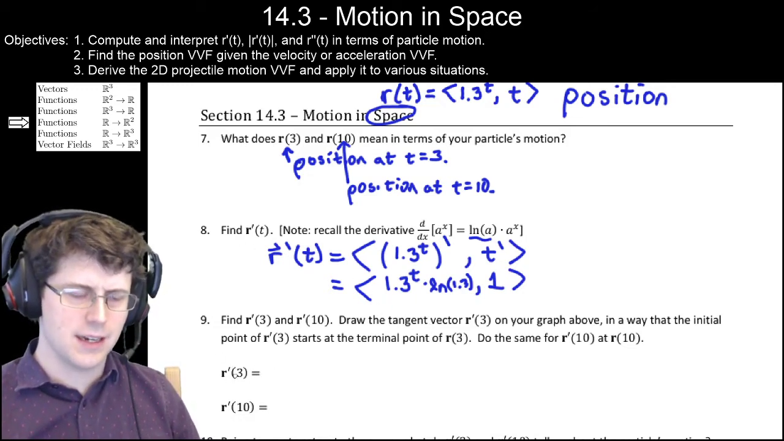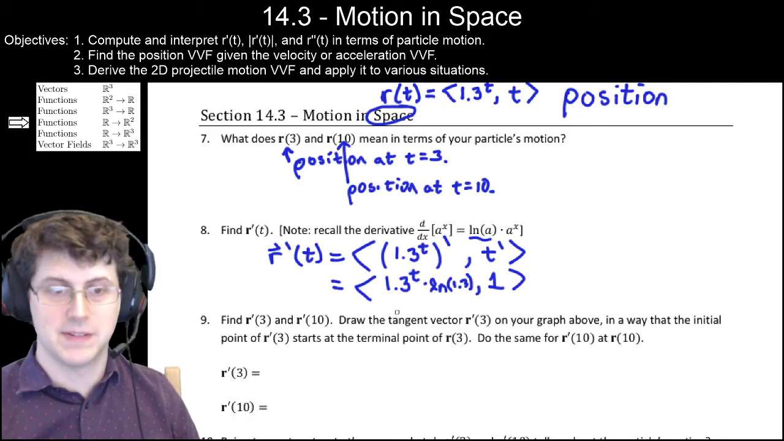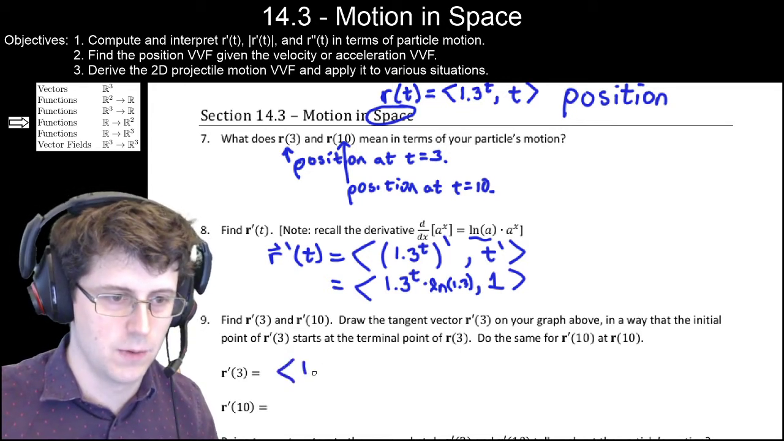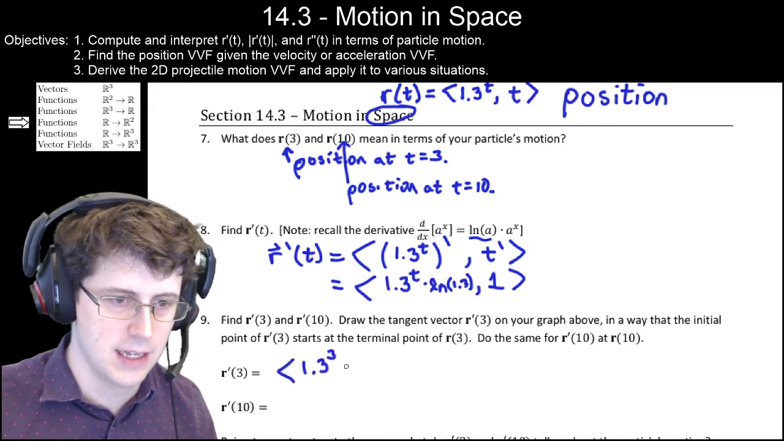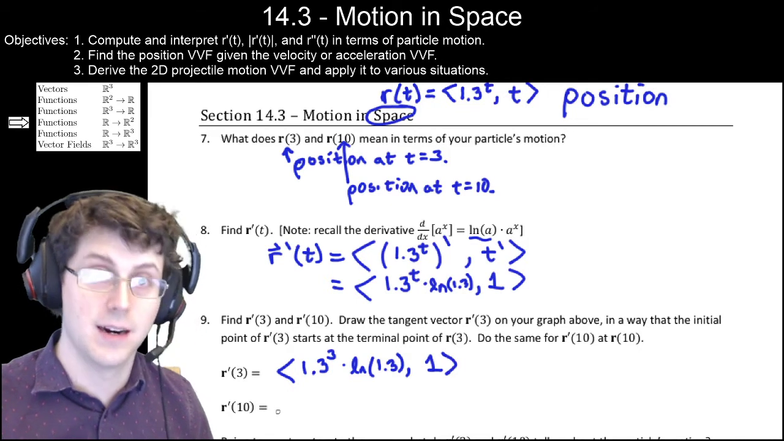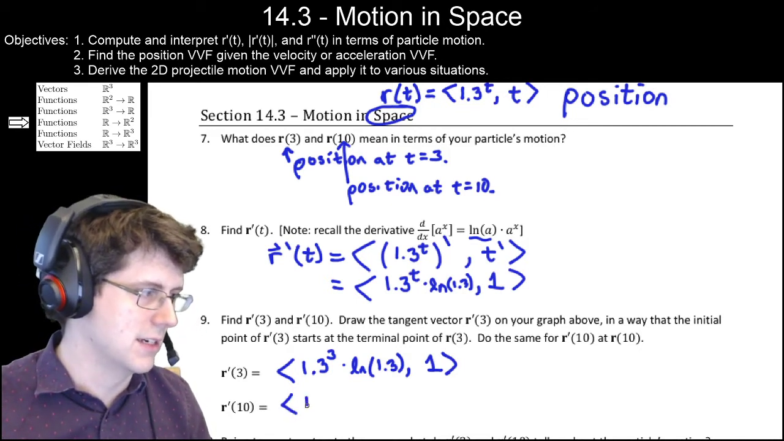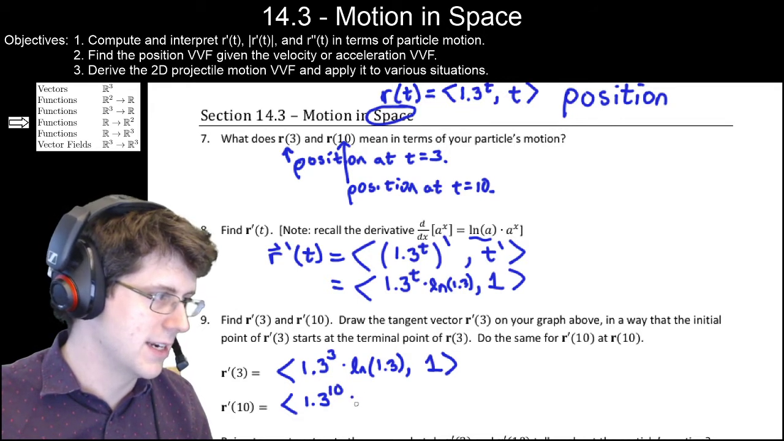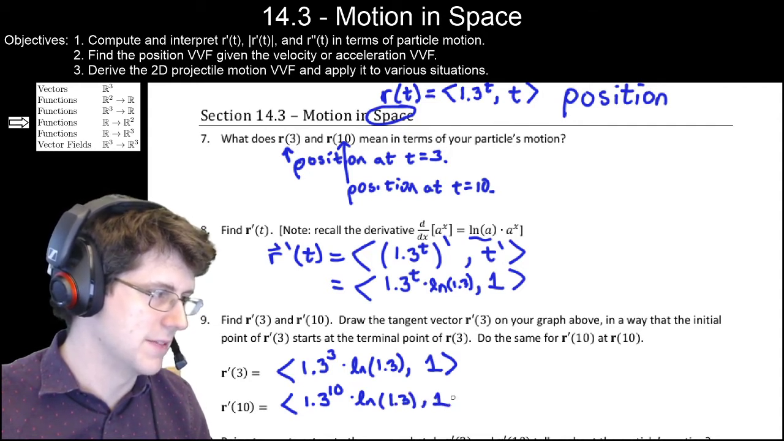Okay, so what is R prime of 3 and R prime of 10? Well, we can find R prime of 3 and R prime of 10 by just plugging them in. So here's R prime of 3. It's 1.3 to the 3 times ln of 1.3, comma 1. And R prime of 10 is the same thing, just plug 10 into the derivative. Remember early on in this chapter, I showed you a common mistake that students make when trying to find R prime of t.